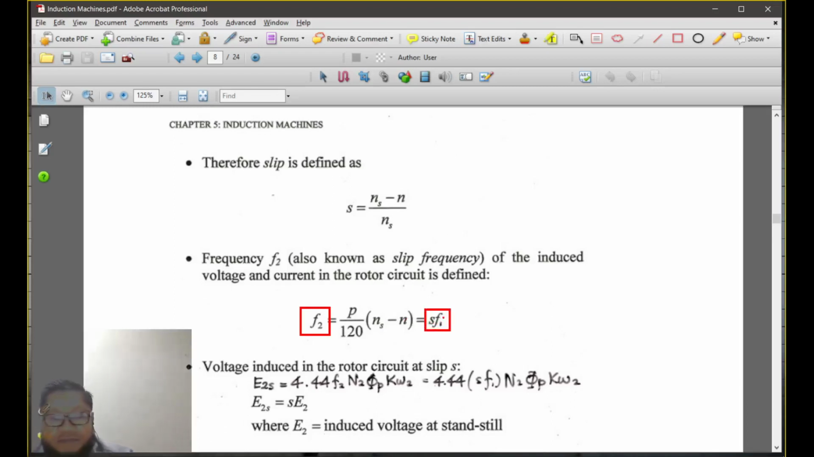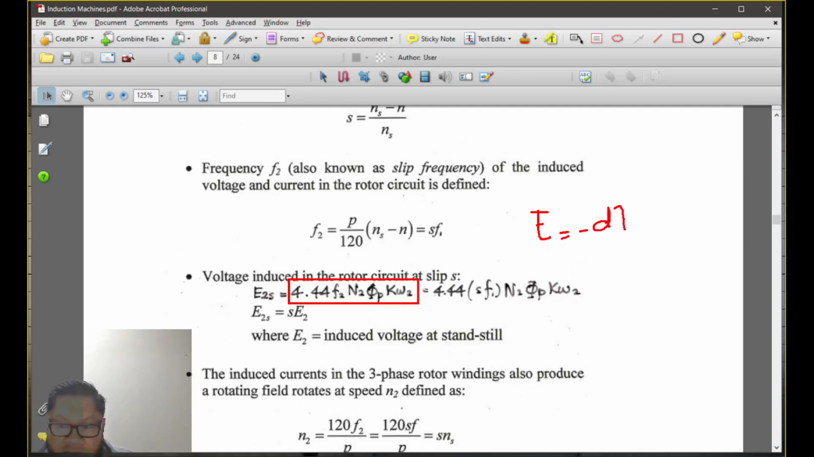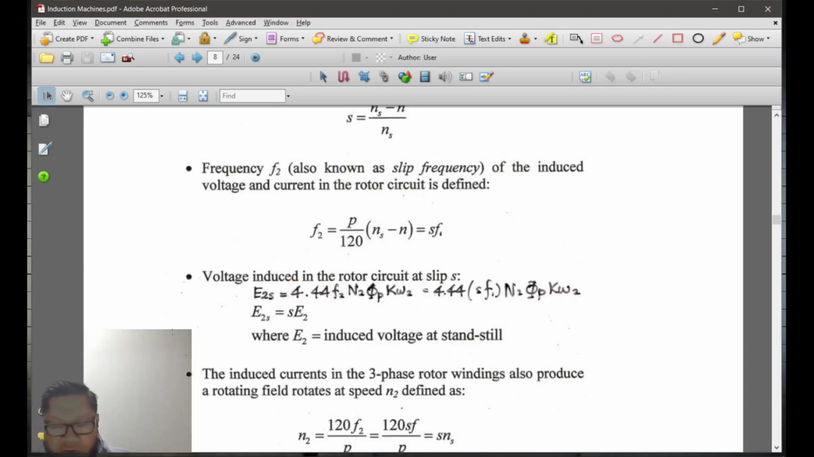And now we look into the induced voltage. The induced voltage will be given by this equation. This actually comes from e equals the negative d flux linkage over dt. And from this equation, that's why you have the 4.44 factor. This is known as the RMS value.